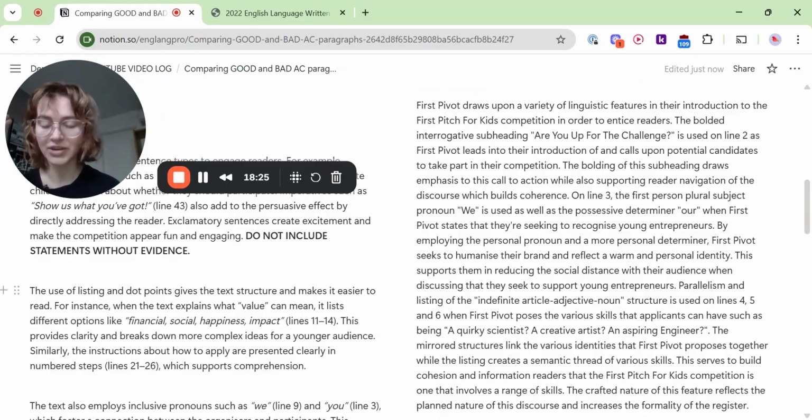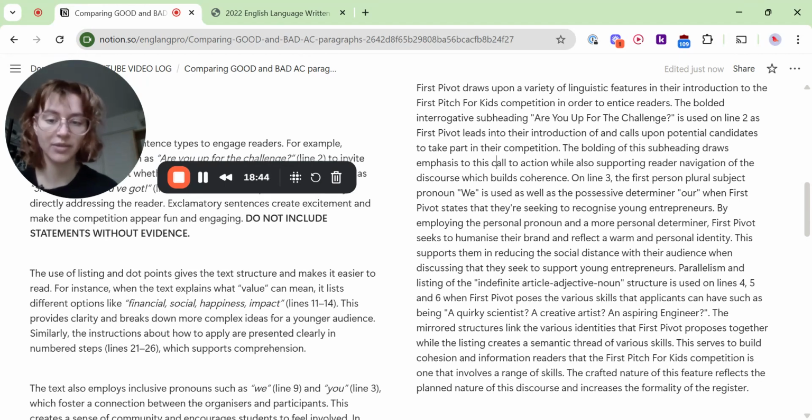Okay, so listing and dot points gives the text structure, makes it easier to read. For instance, the text explains what value can mean. It lists different options like financial, social, happiness, impact. This provides clarity and breaks down more complex ideas for a younger audience. Similarly, the instructions about how to apply are presented clearly in numbered steps, which supports comprehension. And I think that this is, again, another example of how when you are not confident in using salient features, you'll end up describing them as less than they actually are.